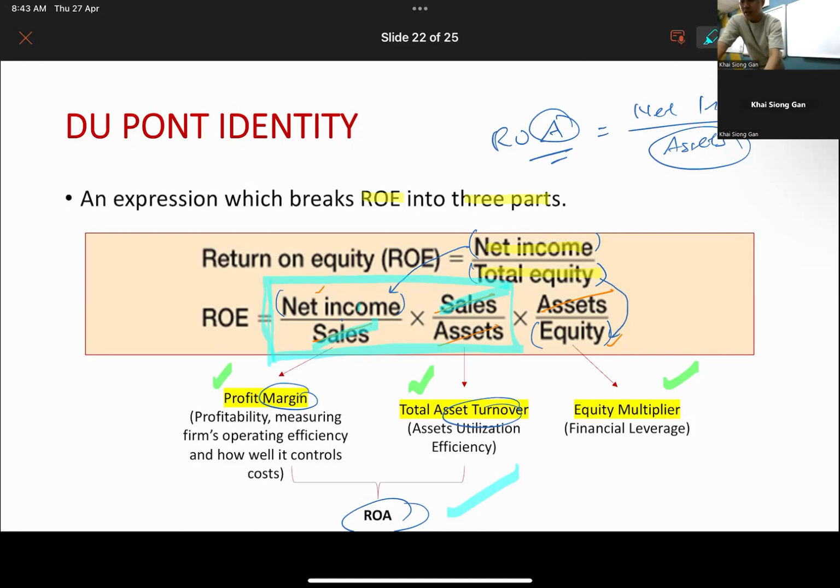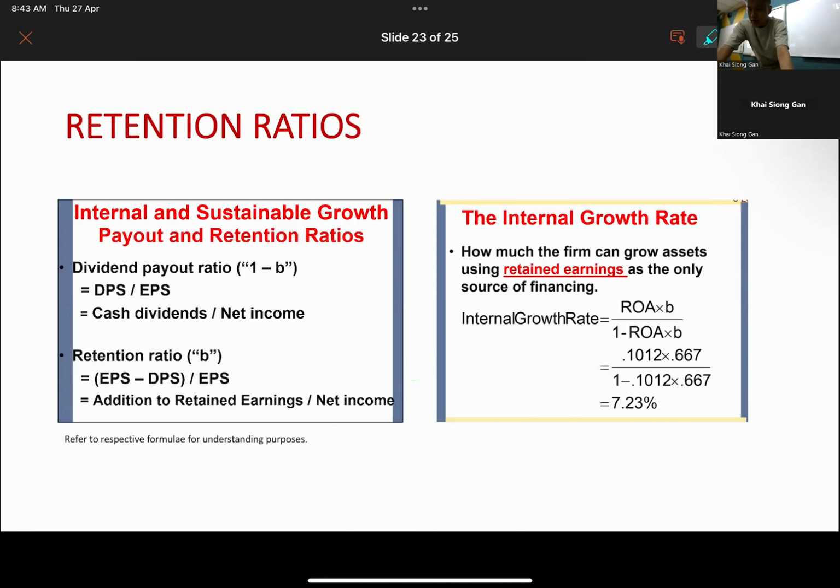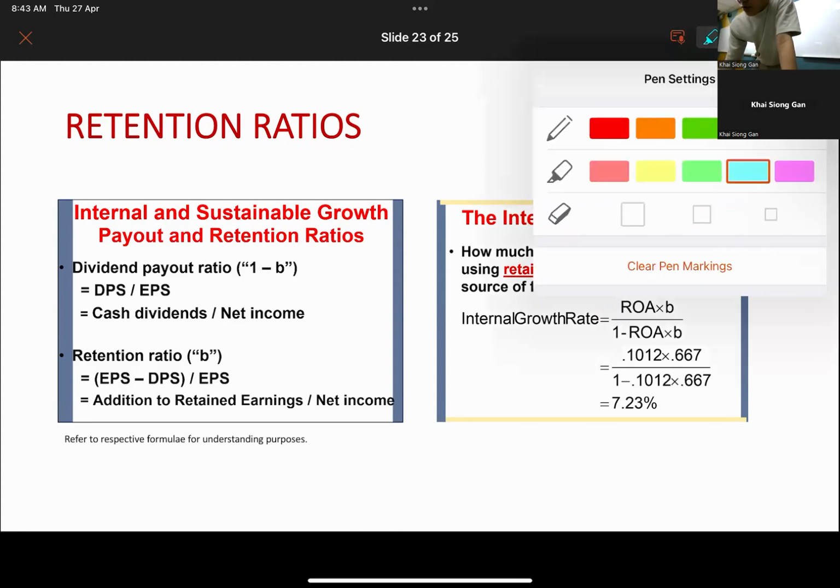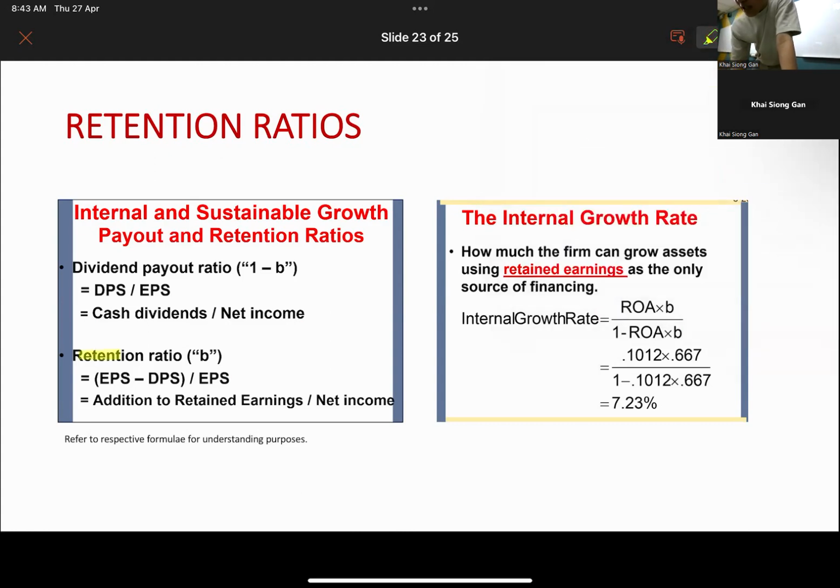Okay, we're good. Now let's move on to the last part to understand what the internal growth rate is. But before that, let's have a look at the retention ratio. In the previous class, we learned that once the business has net income, a portion of the money can be used as dividends, and another portion can be used as an addition to the retained earnings. Now, first of all, we can say that the retention ratio equals b. Retention ratio means the amount of money being left to pump back into the business, called b.